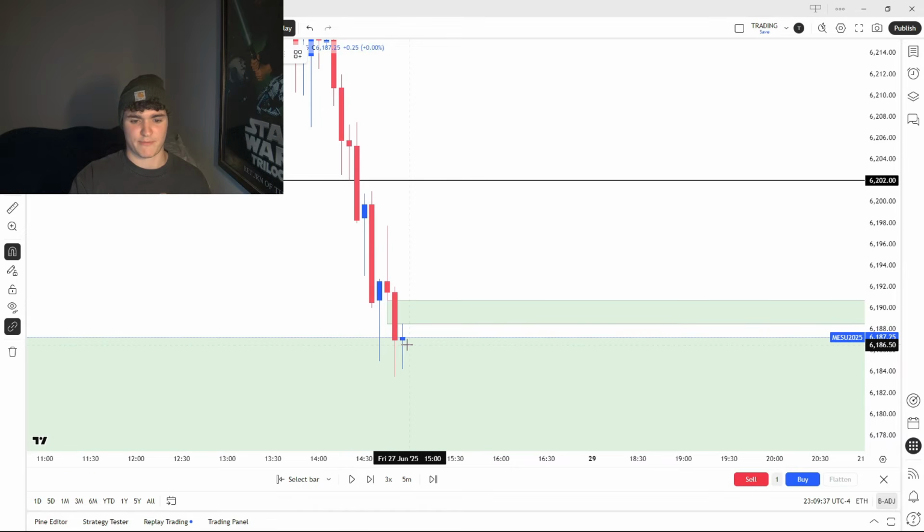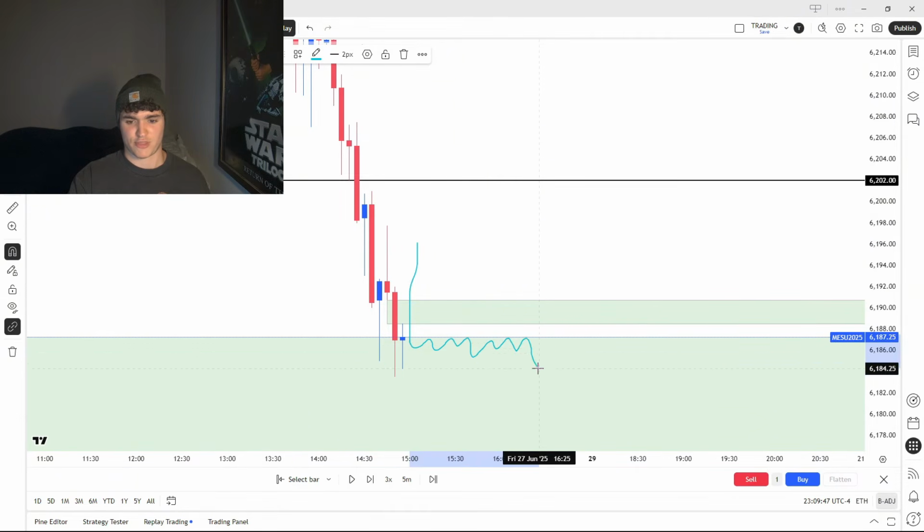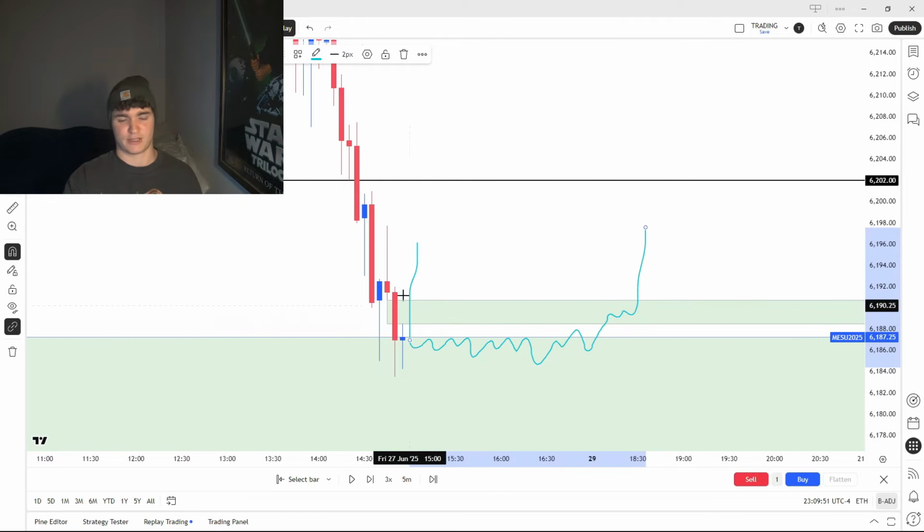You want to see some type of instantaneous, almost V-shaped recovery to invert that gap. What you don't want to see is something like this, where we're chopping for a few minutes, maybe 30, maybe 40, maybe an hour, and then we kind of sneak our way back up and invert that a while later. That's not a valid setup anymore.